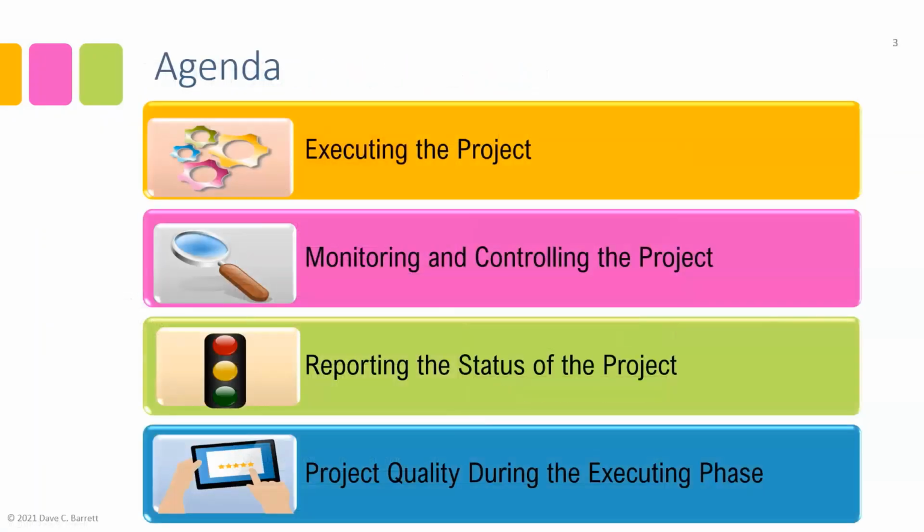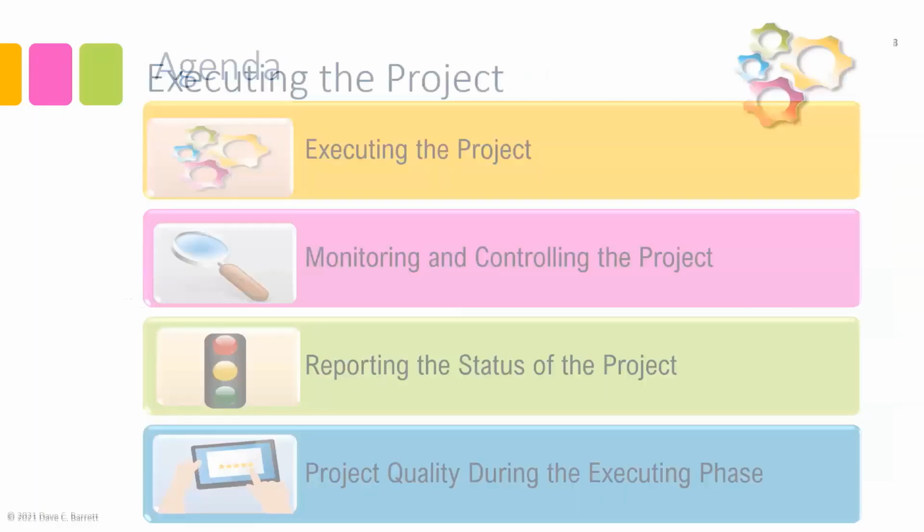Okay, our agenda for this video lecture is the activities that take place as part of executing the project. Then there are other activities which are related to monitoring and controlling the project. We will talk about reporting, a specific topic within monitoring and controlling, which is reporting the status of the project. And then finally, project quality during the executing phase. So those are the four main areas we're going to talk about. First up is executing the project.